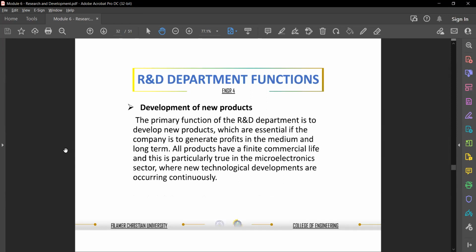So, R&D department functions. So, of course, we have different functions that involve a research and development department. So, first, we have the development of new products. So, ito yung mga pioneer. Okay, so ito yung pioneer department. So the primary function of the R&D department is to develop new products, which are essential if the company is to generate profits in the medium and long term. So all products have a finite commercial life, and this is particularly true in the microelectronics sector, where new technological developments are occurring continuously. So meron tayong tinatawag na life cycle na mga new products.